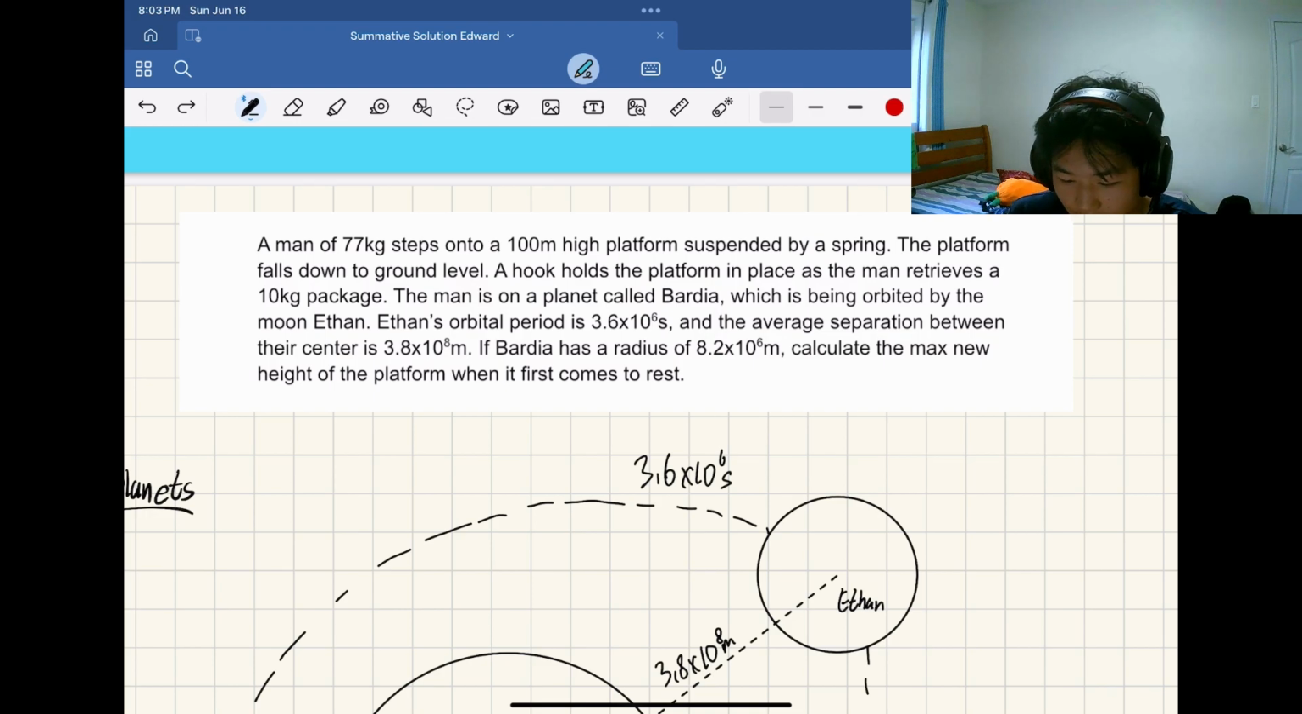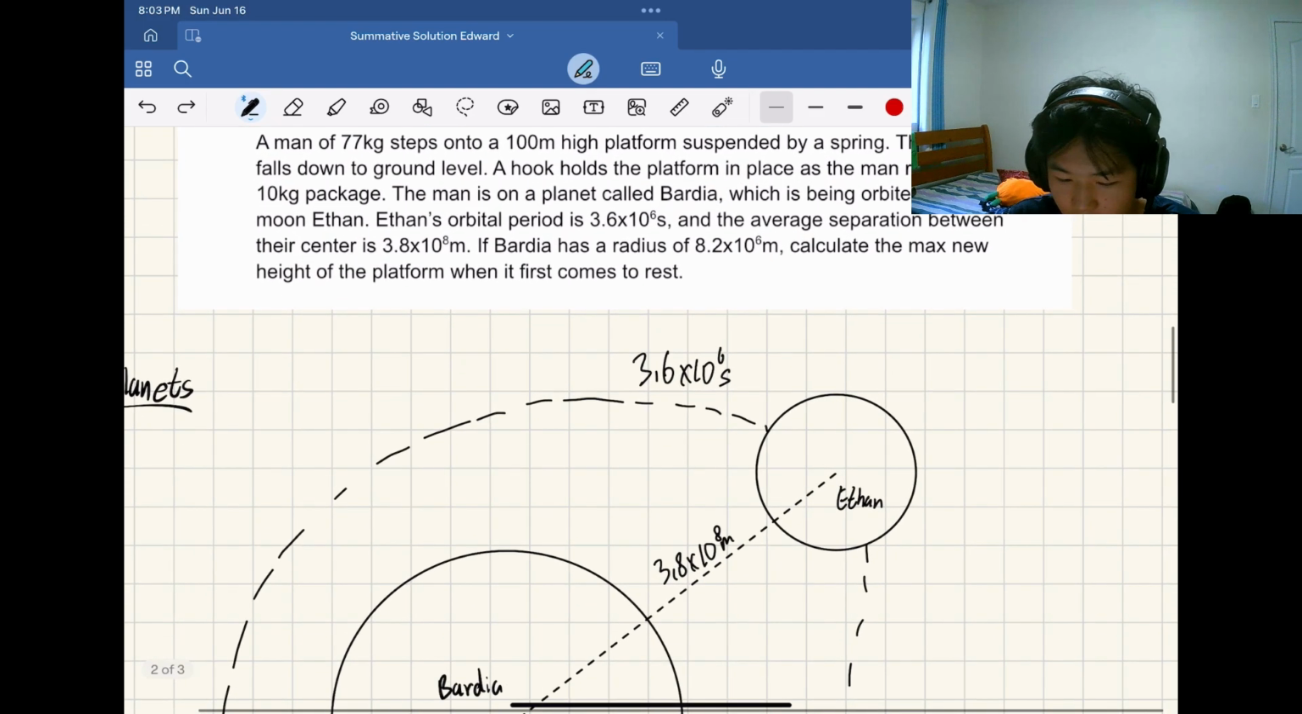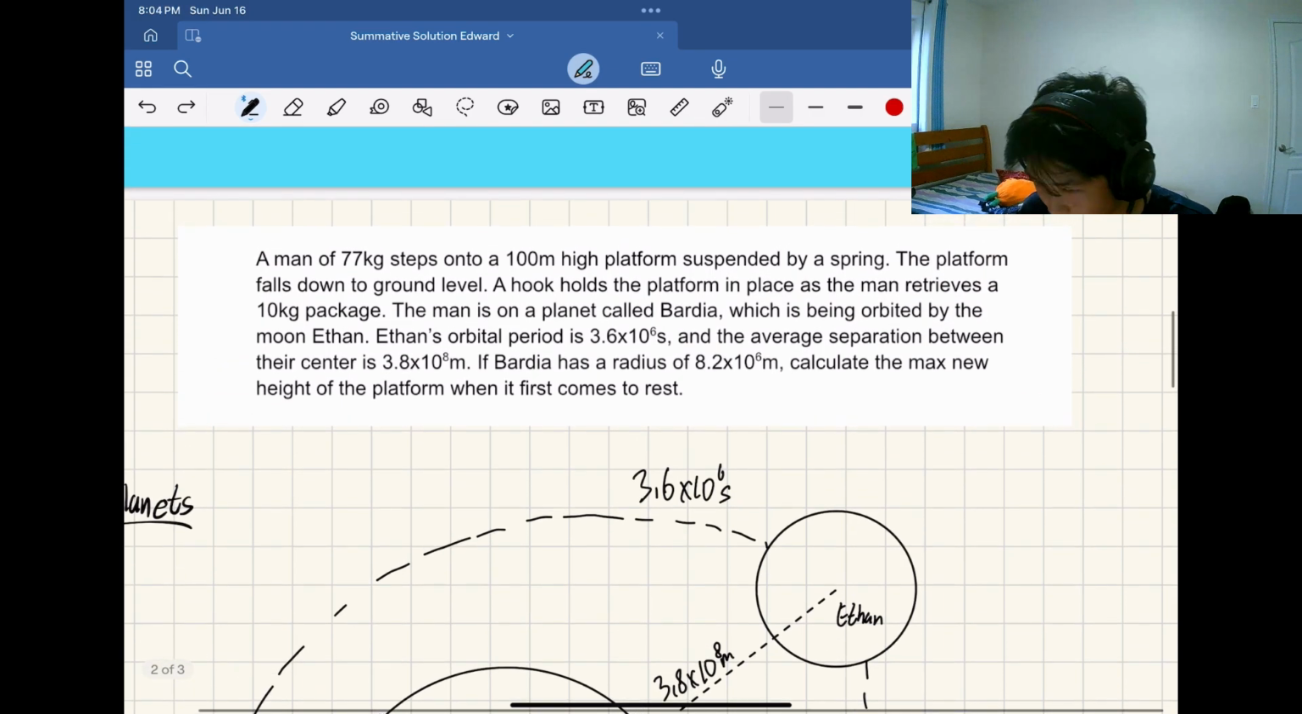The man is on a planet called Bardia, which is being orbited by the moon Ethan. Ethan's orbital period is 3.6 times 10 to the 6 seconds, and the average separation between their centers is 3.8 times 10 to the 8 meters. If Bardia has a radius of 8.2 times 10 to the power of 6 meters, calculate the new height of the platform when it first comes to rest.